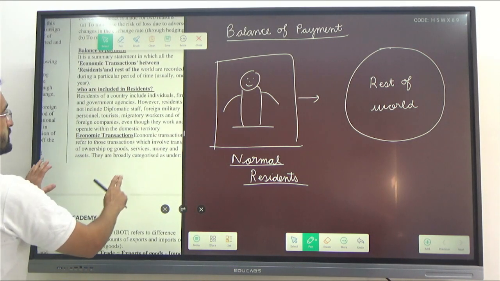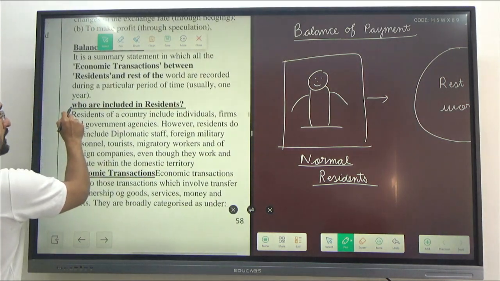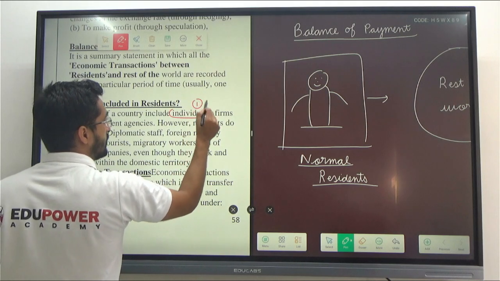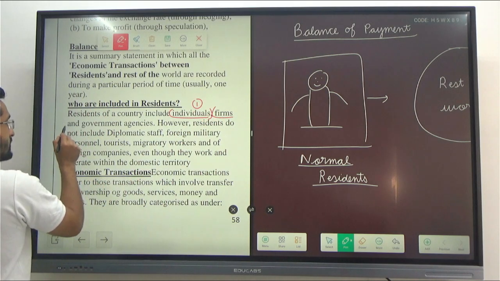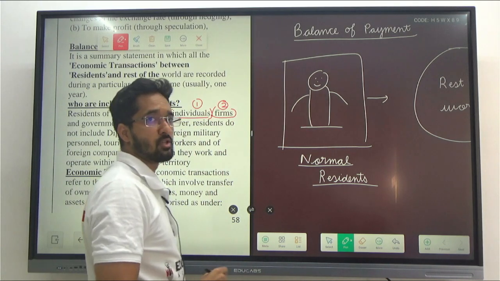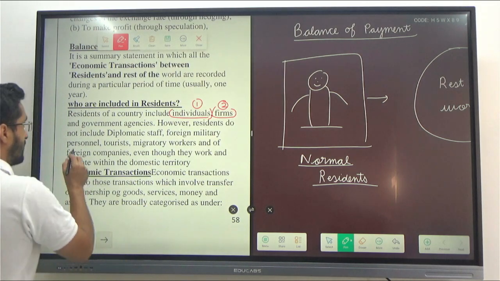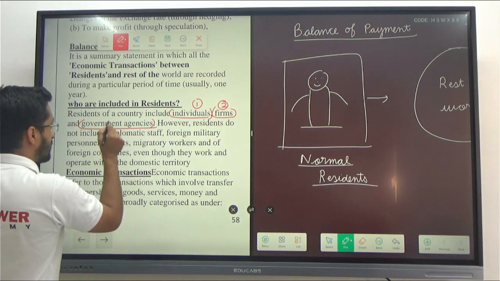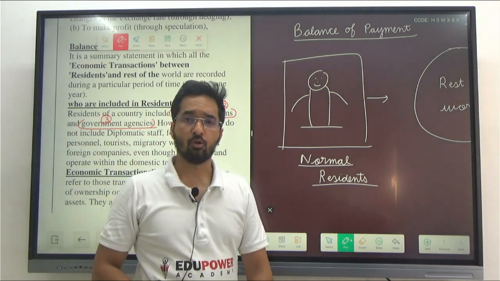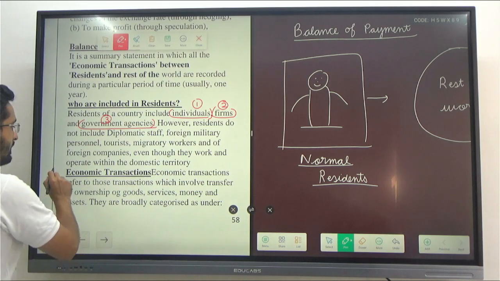So, residents of a country include individuals. First of all, whatever individuals are residing in the country. Secondly, it includes all the firms which are registered in the country. And thirdly, the government agencies, they also come under the normal residents. Now, what do you mean by economic transactions?